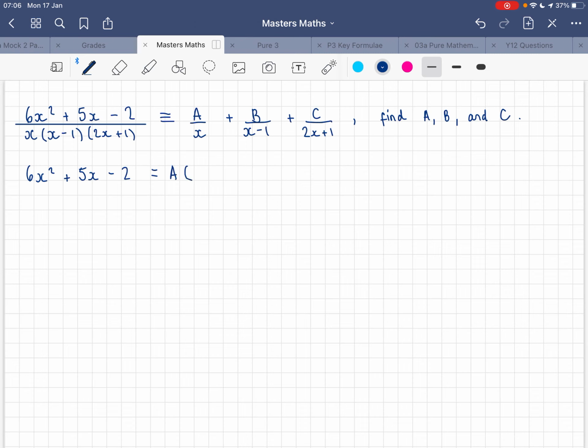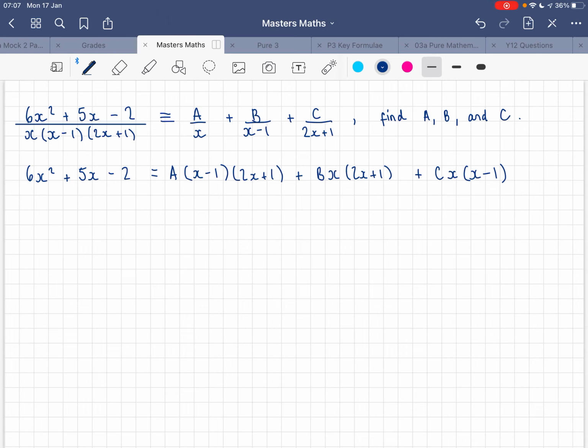one, we're going to have a(x minus 1)(2x plus 1), because only the x is going to cancel with the denominator there. We've got bx(2x plus 1), and then we've got plus cx(x minus 1). So it looks something like that. What's going to be easiest to do here? Yeah, definitely a bit of substitution.